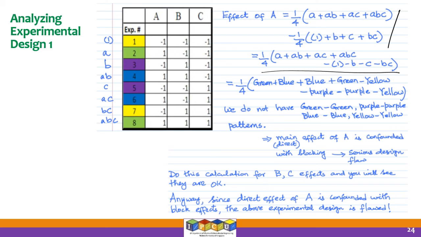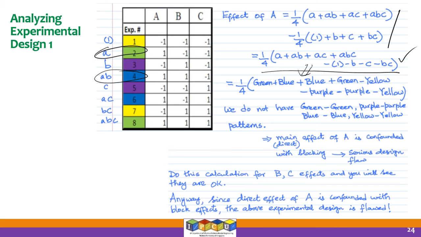Now instead of using the labels, we are replacing them by blocks to understand this a bit more. This is how we compute the direct effect of A. But now let's replace the labels by the blocks. So A is green, and AB is blue, and so on.